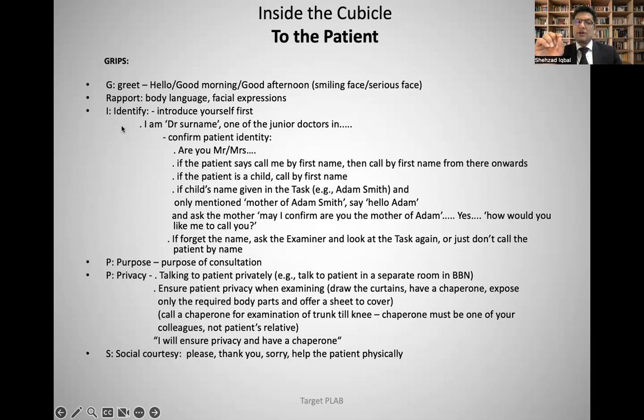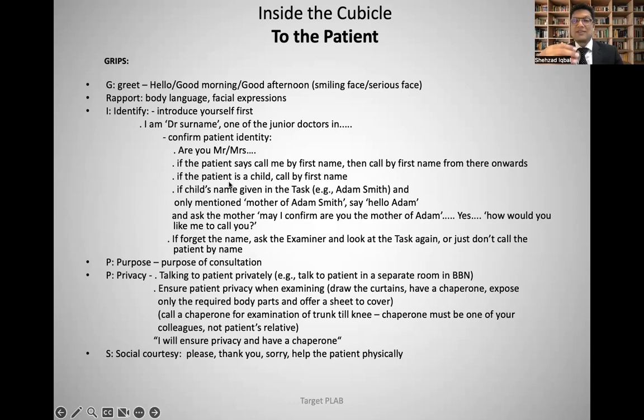I is for identify. You would identify yourself, introduce yourself. Be brief in this section. Do not waste a lot of time. You only have 8 minutes. So not too much of this name, that name, how should I call you. No, just be quick. Get on with it and move on to your main task.